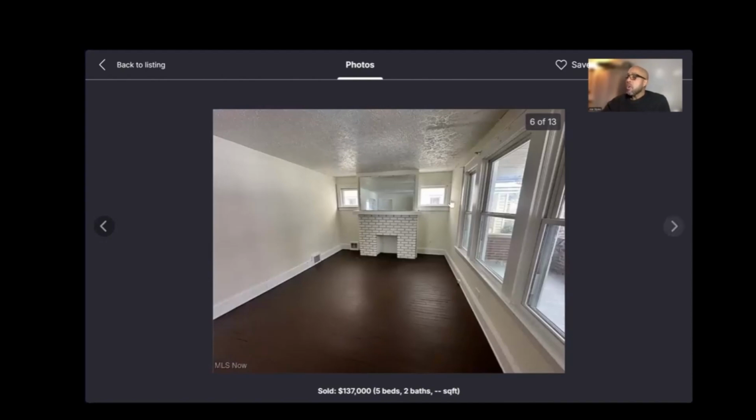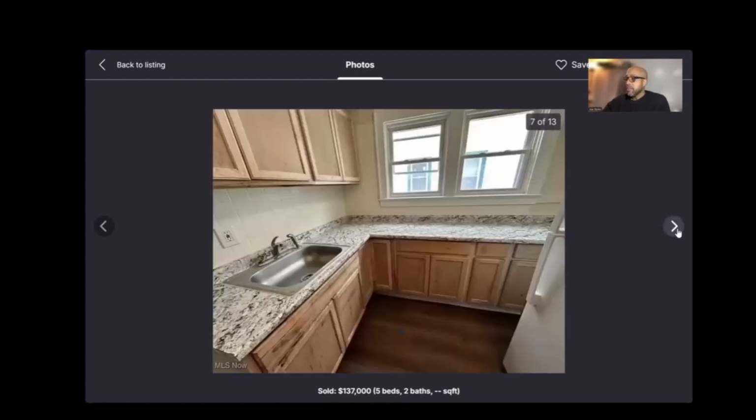So it looks like this is all the original house, but they smoothed out the walls and they worked a lot on these walls. That's a lot of work on these walls. See, they didn't even go crazy in the kitchen. The kitchen is basic, but they did the floors and they put basic cabinets.